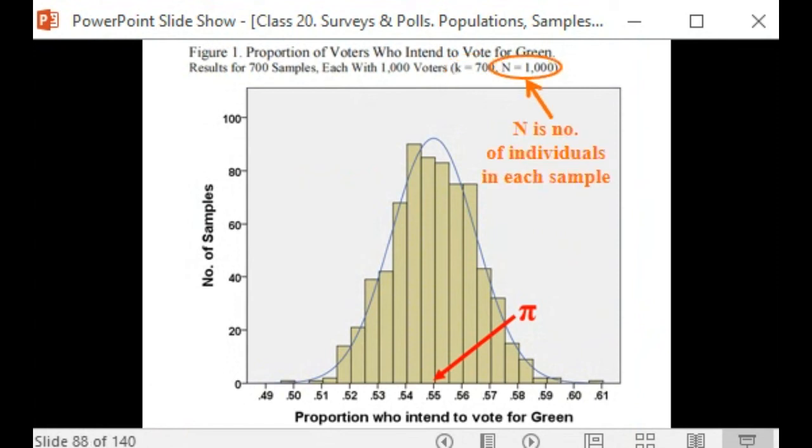Each of these samples includes the same number of individual people. N is the number of individuals in each sample, and N is always the same for each sample. Now, in the example we'll be using, N is 1,000. This means that the number of individuals in each sample is 1,000. So we have 700 samples, and each one includes 1,000 different individuals.